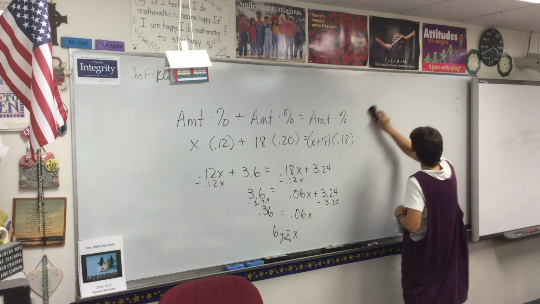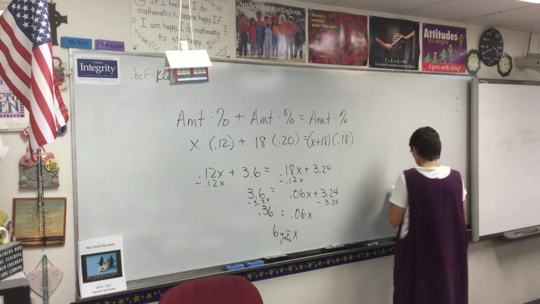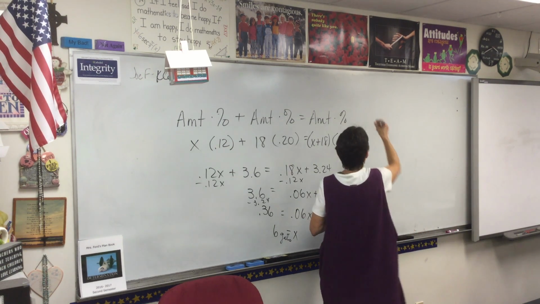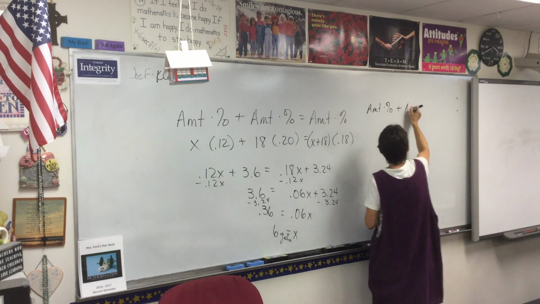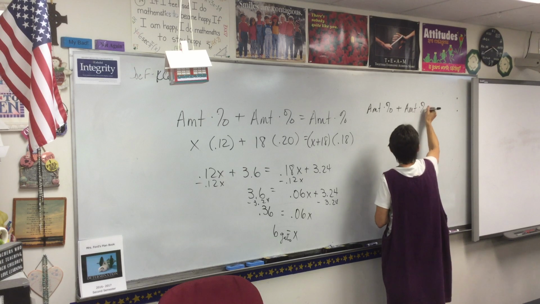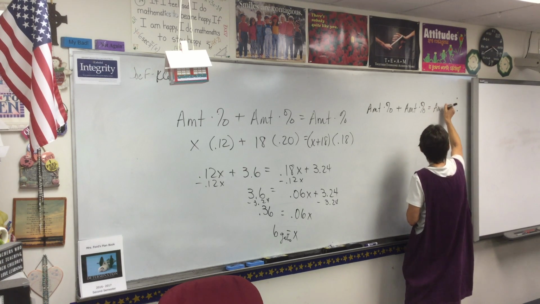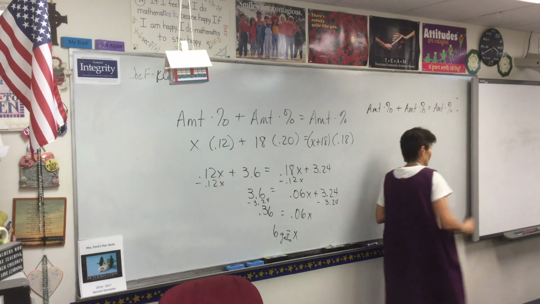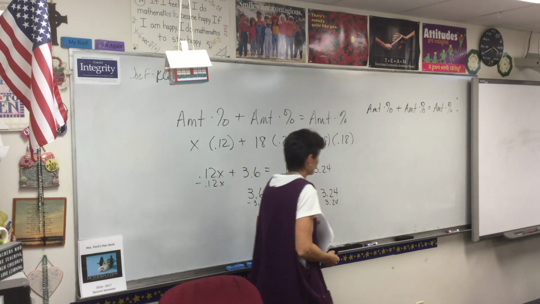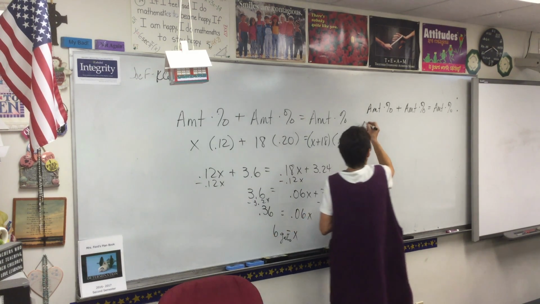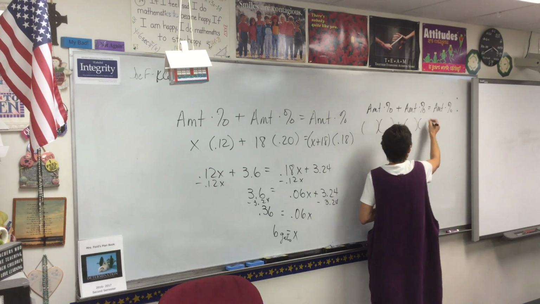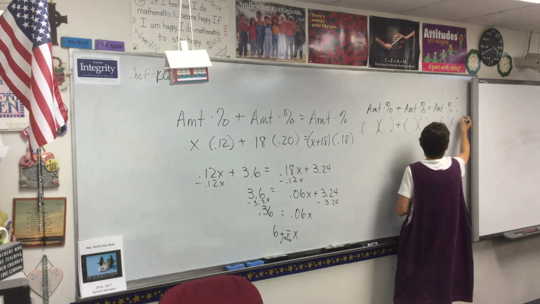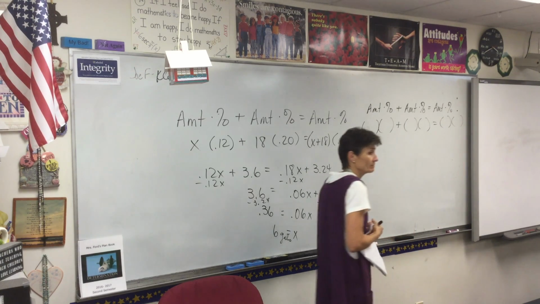Alright, luckily we've got another one. Let's look at I. You don't have to write this down every time. I will, because I want to get the problem right. But you basically have amount times percent plus another amount times percent equal to amount times percent. Okay, that's what we have.